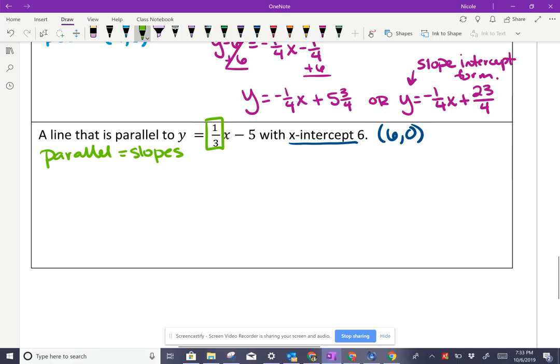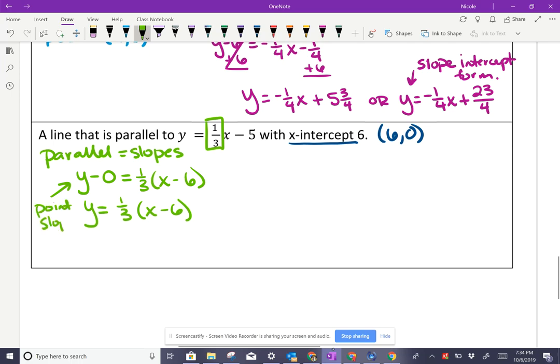Let's try our hands. We've got y minus 0 equals 1/3 (x minus 6). I can get rid of that 0 and say this is y equals 1/3 (x minus 6). So again, this is my point-slope. And we can keep reducing this down. We can distribute: y equals 1/3x minus 6 times 1/3, or 6 divided by 3 is 2. And this is slope-intercept.